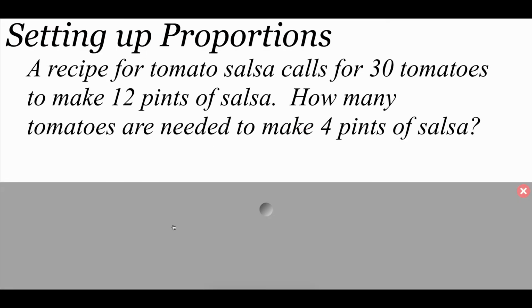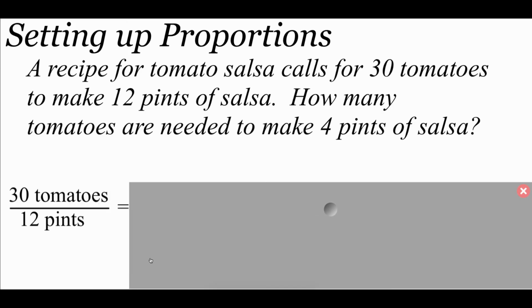Now we're going to look at setting up a proportion. So we've got a recipe for some tomato salsa that calls for 30 tomatoes, and that's going to make 12 pints of salsa. We want to figure out how many tomatoes would be needed to make 4 pints of salsa. So there's actually 2 different ways that we can set up this proportion, but what I want you to notice is that they have similar information in the same position.